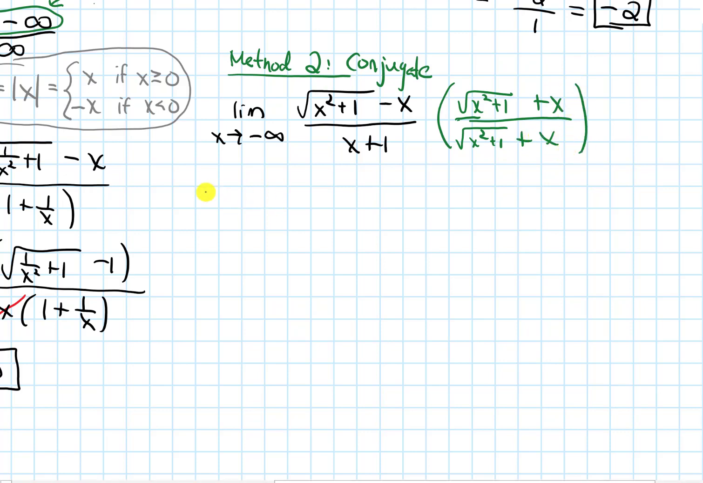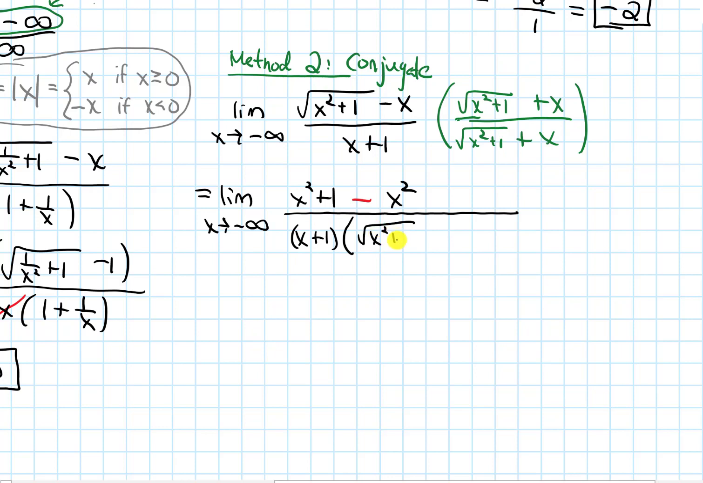and then over square root of x squared plus 1 plus x. All right, so when we multiply, we get the limit as x approaches negative infinity. And we've already seen what multiplying by the conjugate gives us on the numerator. It gives us x squared plus 1 minus x squared, because we saw the exact same multiplication in the previous question. That one was just the limit as x goes to positive infinity. And on the bottom, like before, let's keep it undistributed. So keep it as x plus 1 times root x squared plus 1 plus x.